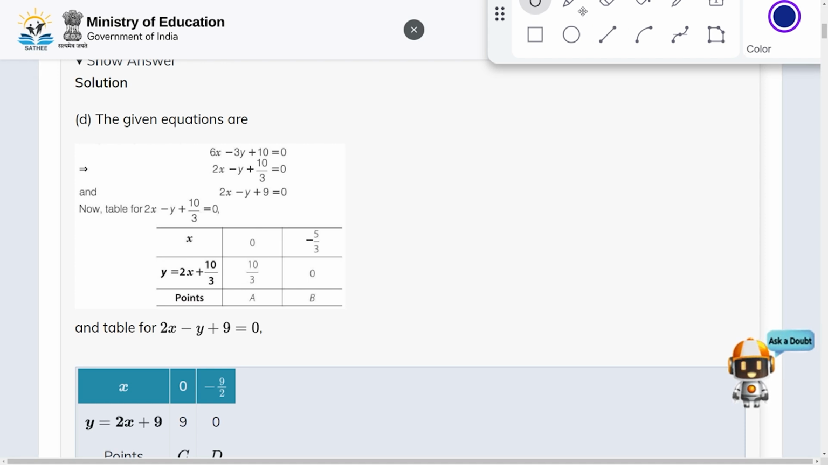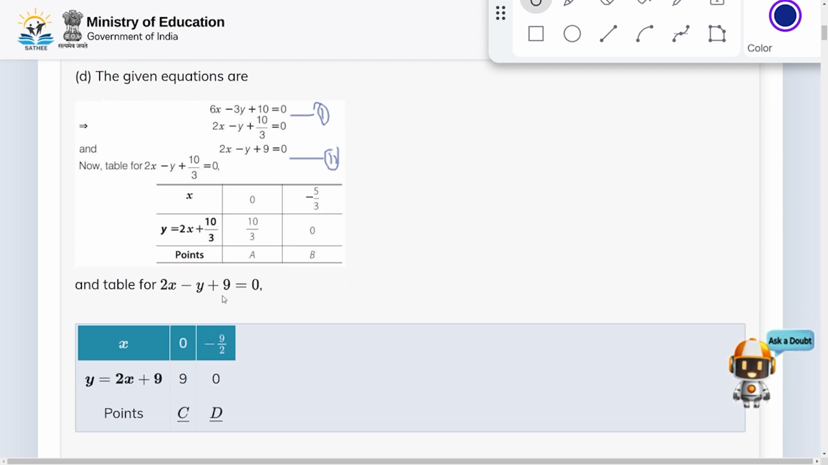This is our first equation and this is our second equation. Now from equation 1 we have to make a table. For 2x minus y plus 10 by 3 is equal to 0, if we take x equal to 0, then we get y equal to 10 by 3. And when x is minus 5 by 3, then y is equal to 0.